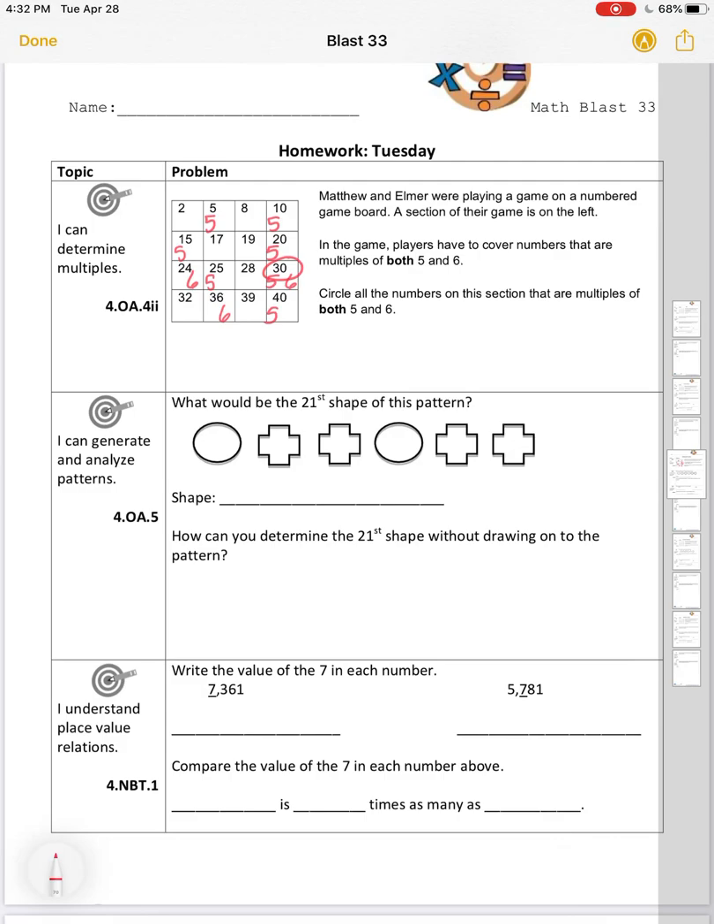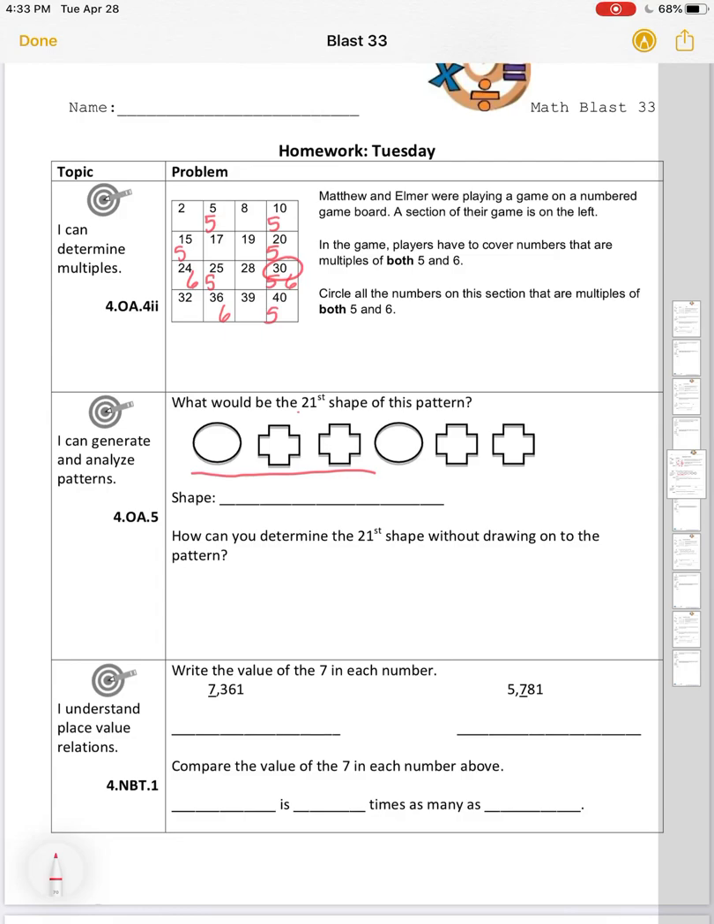I can generate and analyze patterns. What would be the 21st shape of this pattern? So when I take a look at the pattern, I can see that the pattern is created with 3 terms here. We have an oval, this 12-sided shape, which is called a dodecagon, and another dodecagon. Or some of you might look at that and just say, hey, that looks like a plus sign, and that's okay here. But I'm going to say oval, dodecagon, dodecagon before it repeats, and we then again have an oval, dodecagon, dodecagon. So I know that there are 3 terms in each part of the pattern.